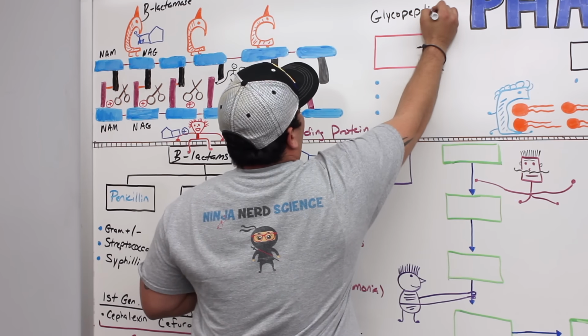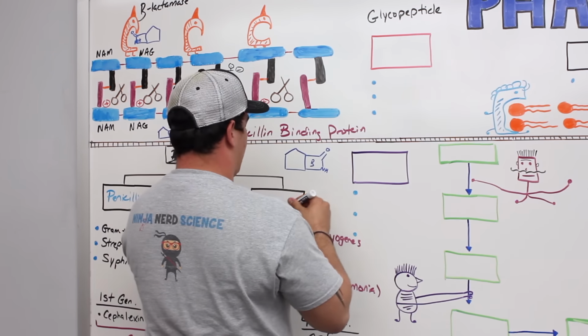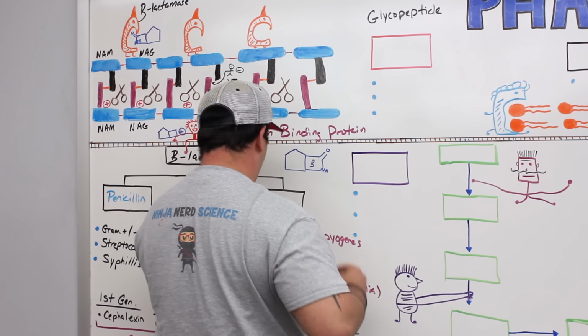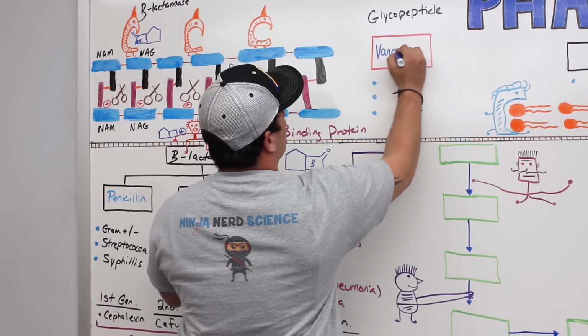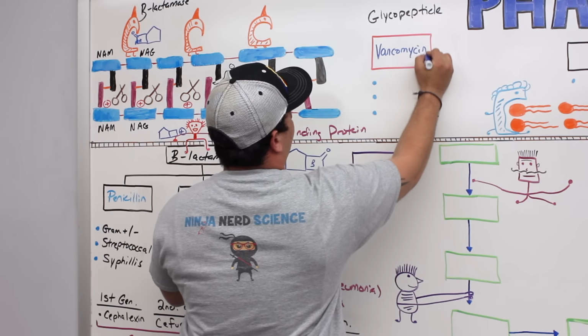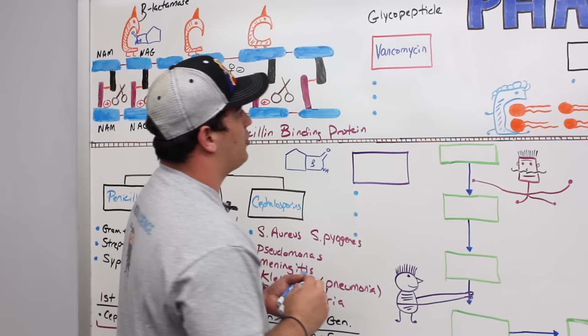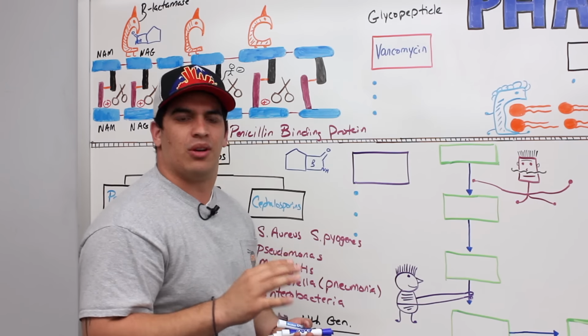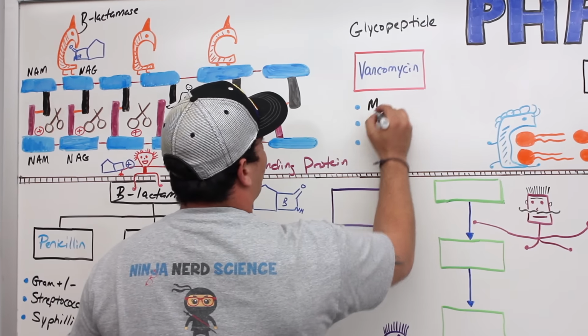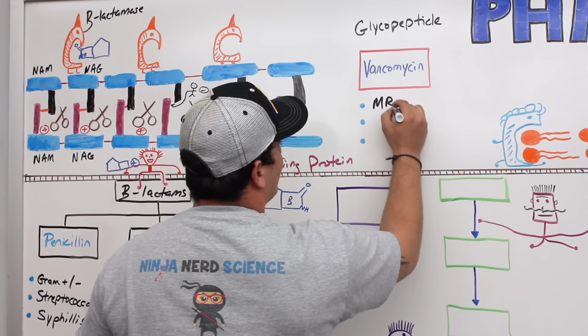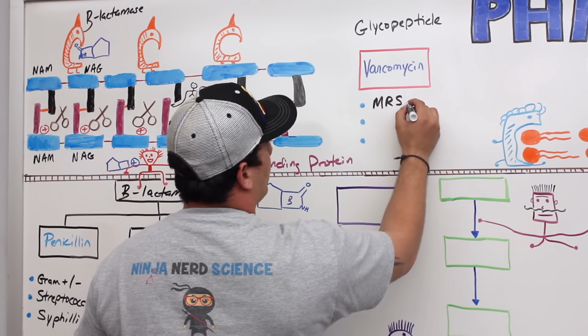So what glycopeptide is this? This glycopeptide is very, very strong. This is called vancomycin. And vancomycin is really good at being able to treat MRSA. What is MRSA? MRSA stands for methicillin-resistant Staphylococcus aureus.